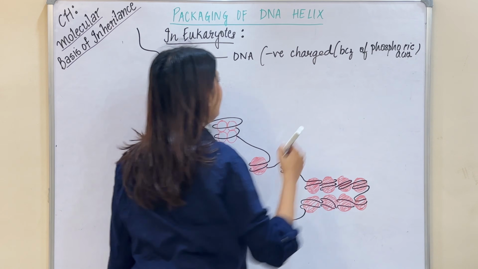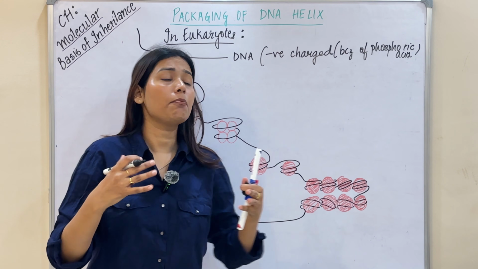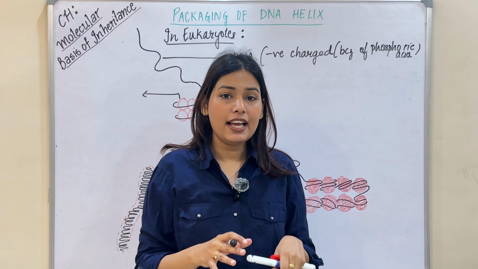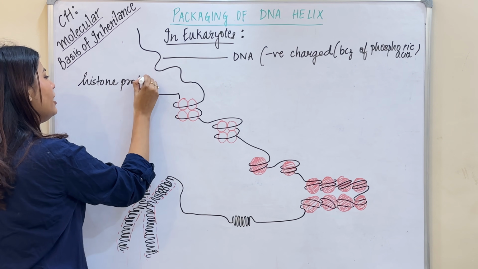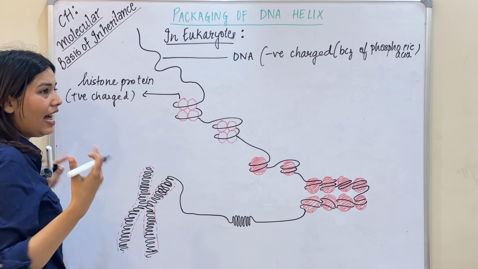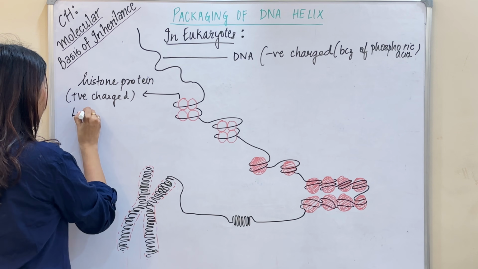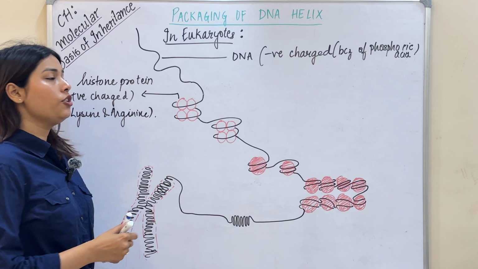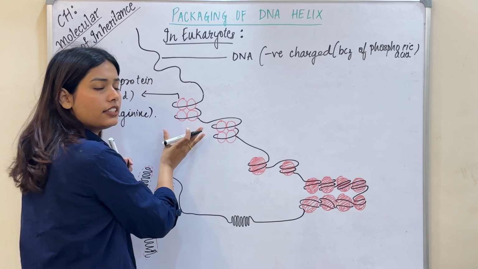And this DNA which is negatively charged is going to coil itself around a protein which is positively charged. So here histone protein is present. And why is the histone protein positively charged? Because it has a high level of residues of basic amino acids, which are lysine and arginine. So here the DNA is coiling itself around the histone proteins. Here this is a 2D structure.